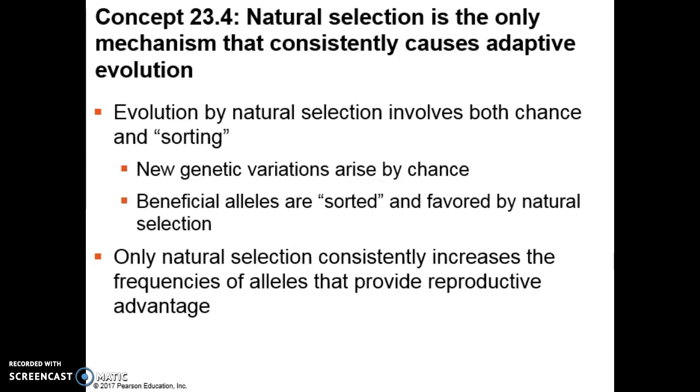Moving on to 23.4. Natural selection is the only mechanism that we can identify that consistently causes that adaptive evolution where we get better and better as time progresses. Natural selection involves both chance and sorting. We definitely get new alleles from genetic variations, and those beneficial alleles are going to be sorted out and favored by natural selection.